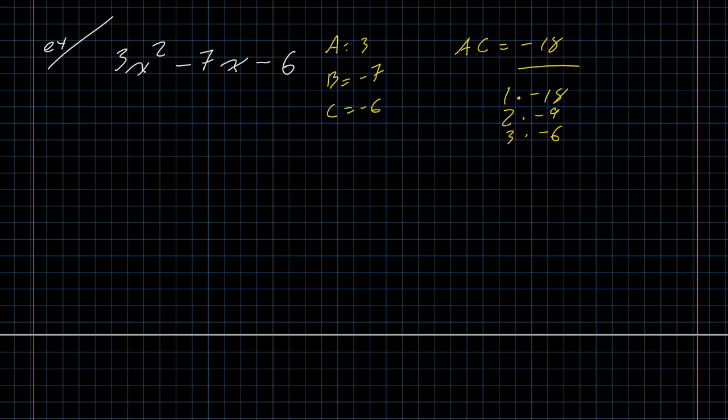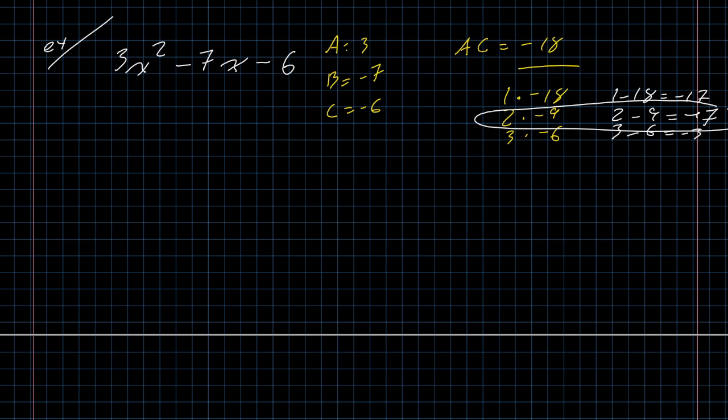And then I'm going to test. 1 minus 18 is negative 17. That's not what we want. 2 minus 9 is negative 7. That's exactly what we want. We don't even need to check, but I will anyway. 3 minus 6 is negative 3, which doesn't work. We have an option that works. We can factor this trinomial.